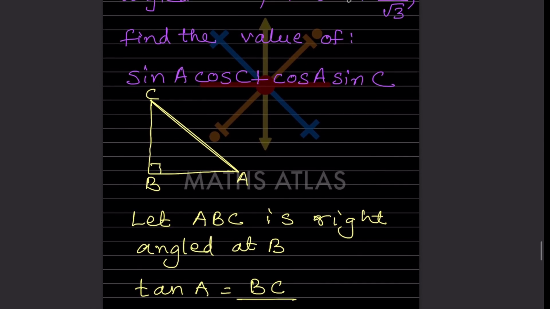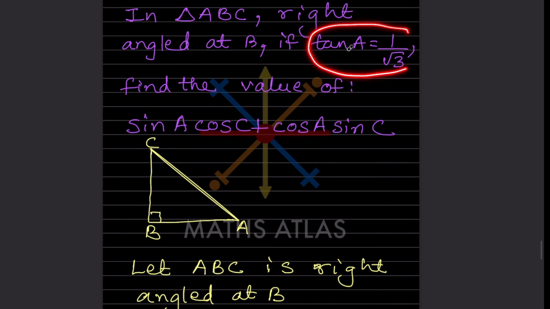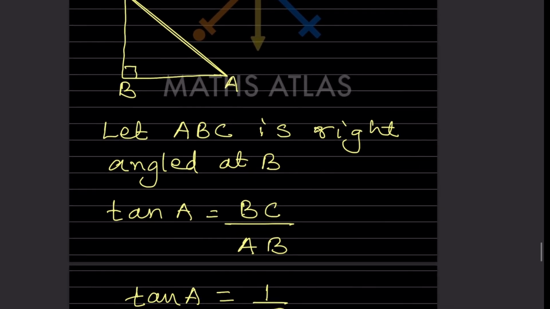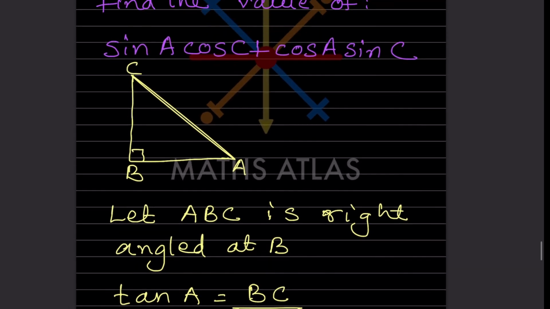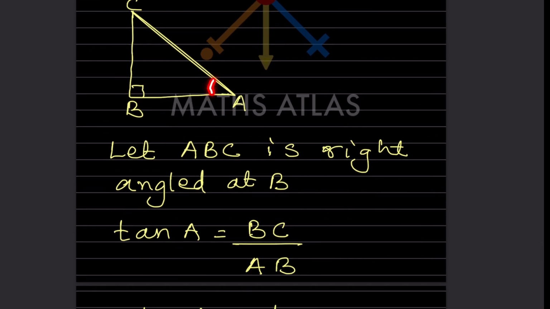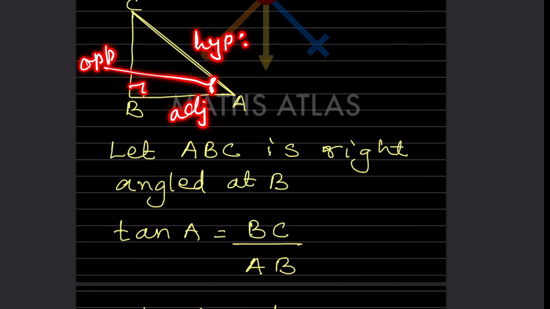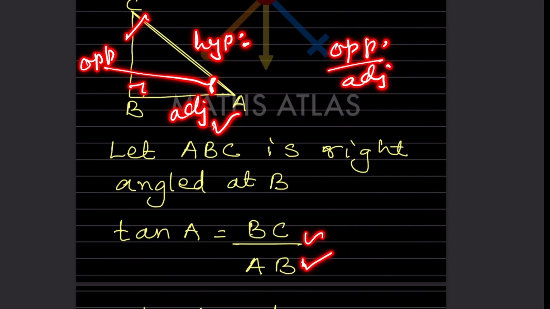Now what we want here, they have given tan A is 1 by root 3. So now let us start with tan A. This is theta, this is the angle. So this will be the opposite side. This is going to be the adjacent side, and the side opposite to the 90 degree angle will always be the hypotenuse. Now you know the formula: tan is opposite by adjacent side. So opposite is BC, and adjacent is AB. So we can write BC divided by AB for tan A.